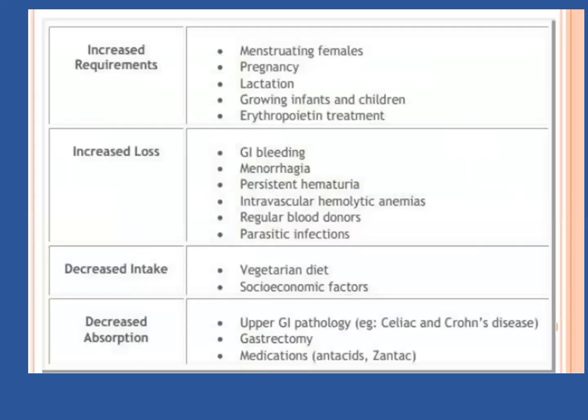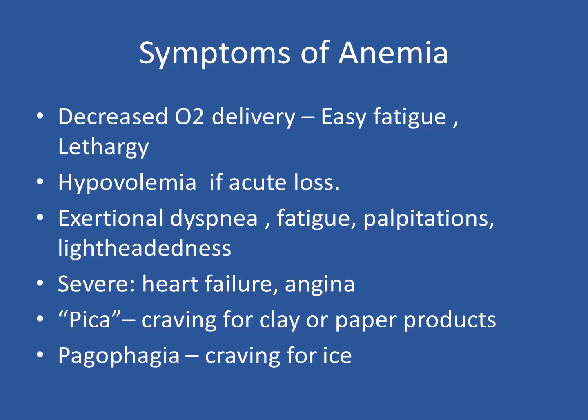So, these are again the same causes. If there are increased requirements, for example, even then there can be anemia. For example, in pregnancy, lactation, growing infants, or erythropoietin treatment, you do need more RBC. So you need increased requirements of folate, B12 and iron. Increased loss, again, the bleeding that we were talking about. Decreased intake: a vegetarian diet causes decreased iron and decreased B12. Decreased absorption, right? Upper GI pathology, celiac, Crohn's disease.